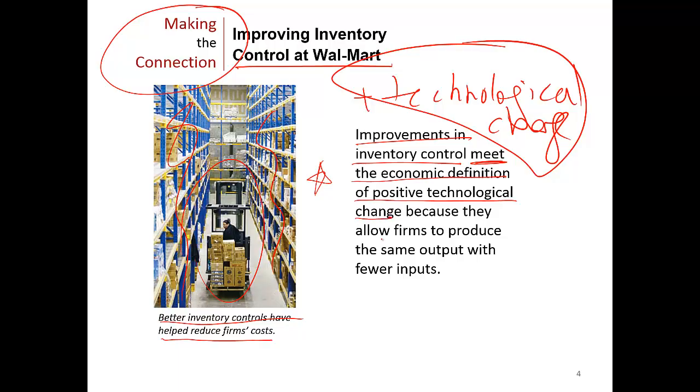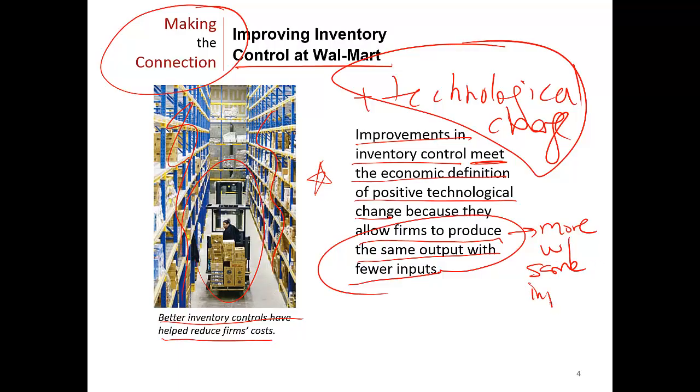Why? Because they allow firms to produce the same amount with fewer inputs or produce more with the same amount of input. So if you were to use the same number of workers, you will be able to produce more.